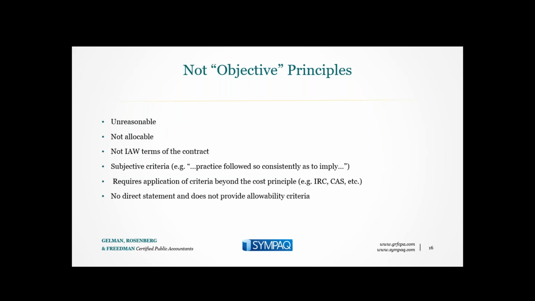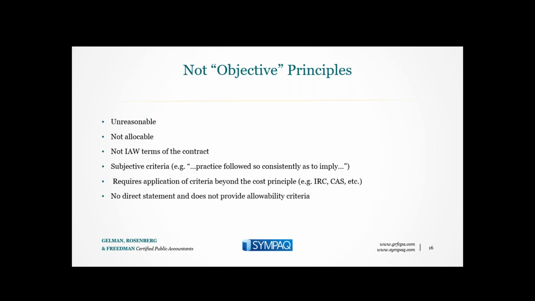We talked about some objective principles. Here are some principles that are not objective. The cost was unreasonable. Well, what does reasonable mean? There are some criteria, but there's also some application of those criteria, which are subject to the individual making the determination, and not an objective standard. The costs are not allocable. There's a broad range in what constitutes allocability, and it's just not an objective principle for these purposes.